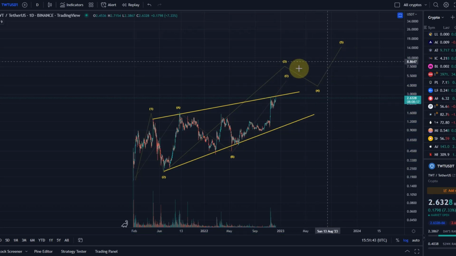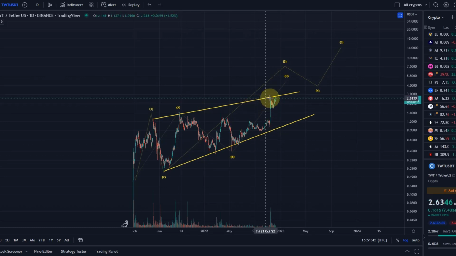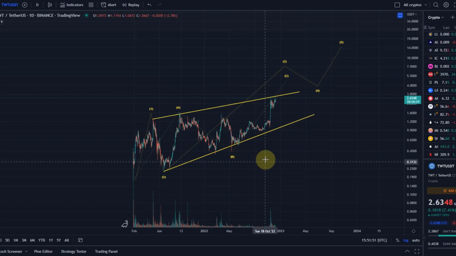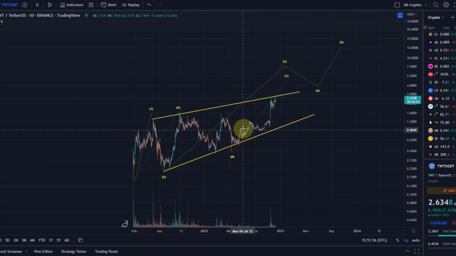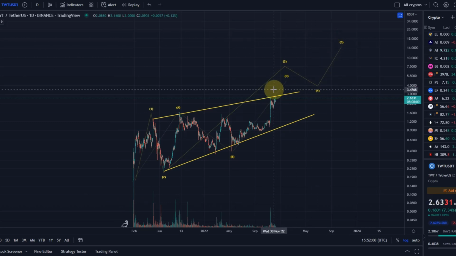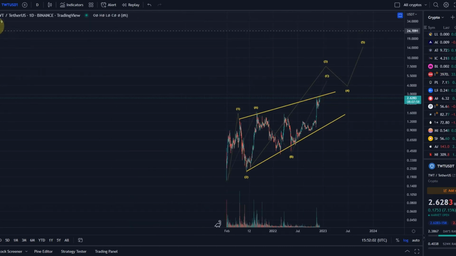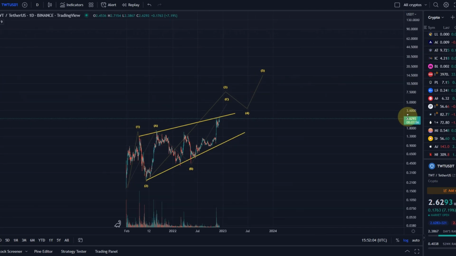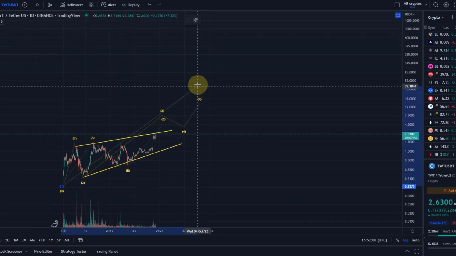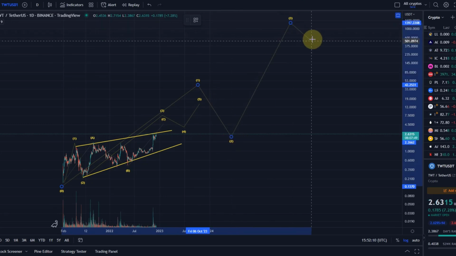We can see generally that these kind of diagonal patterns are not very reliable because it is not a proper impulsive wave structure which is developing here. A diagonal pattern can be a beginning of an uptrend. What you need to think about is that this would ideally be part of a larger 5-wave structure. So wave 1, 2, 3, 4, 5, and so on.